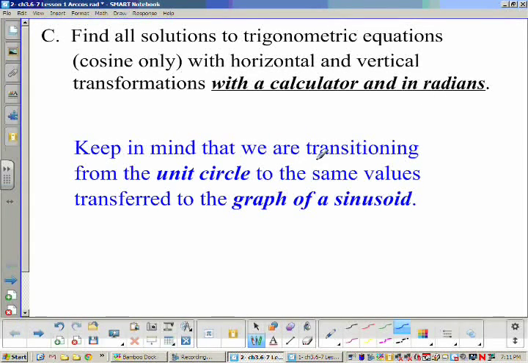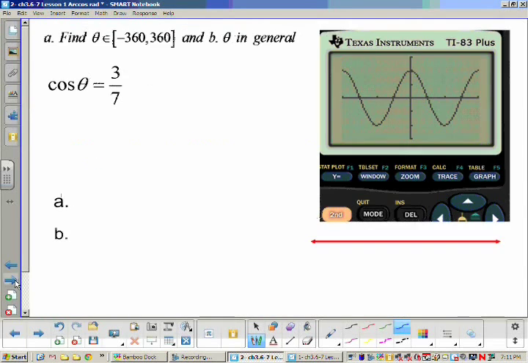Keep in mind that our goal here is to transition away from the unit circle. It's a great way to memorize values, but we're going to want to look at a sinusoid, the graph of a cosine or sine or tangent, and we're going to want to see how those graphs work similar to other families of functions we've worked with. So we're transitioning, understanding quite a bit from the unit circle, looking at the graph of a sinusoid.